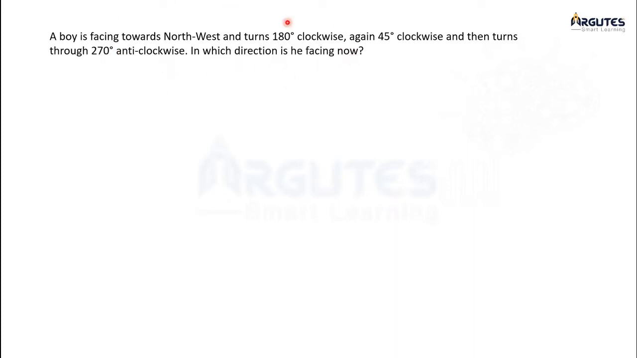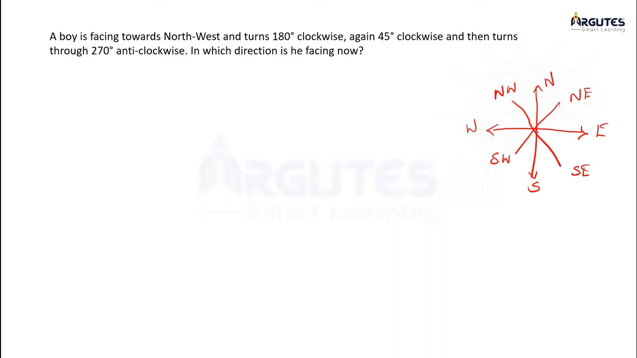So it is a different kind of problem, right? So how we are going to solve this is, first we have to draw a base diagram. So this is your origin point where you have to start. Now listen, in this question what they have given is, a boy is facing towards northwest, which means now he is facing in this direction. Say he is facing in this direction and turns 180 degrees in the clockwise direction.